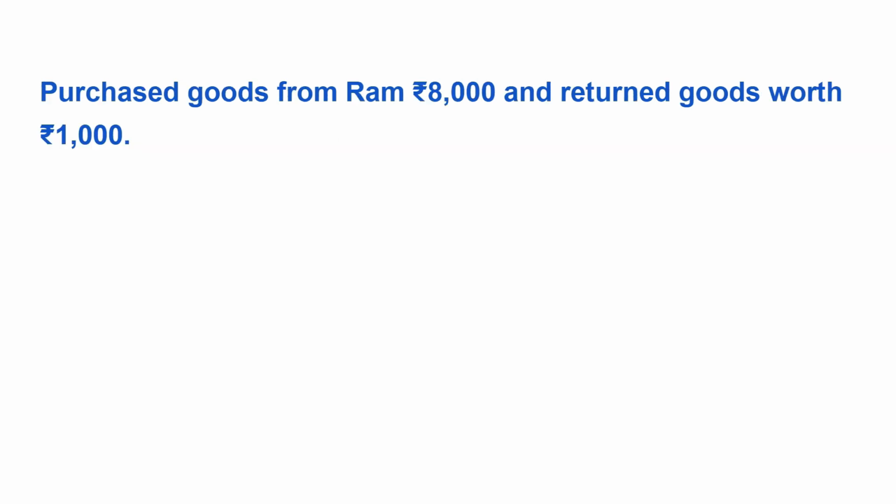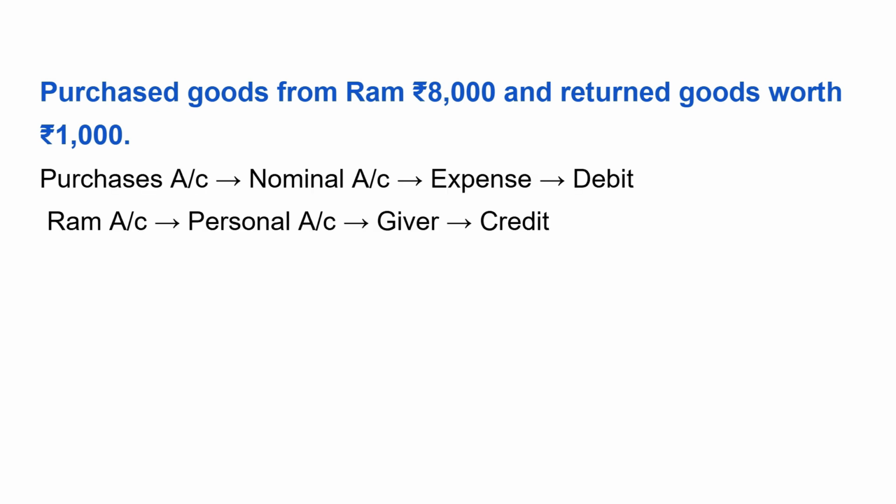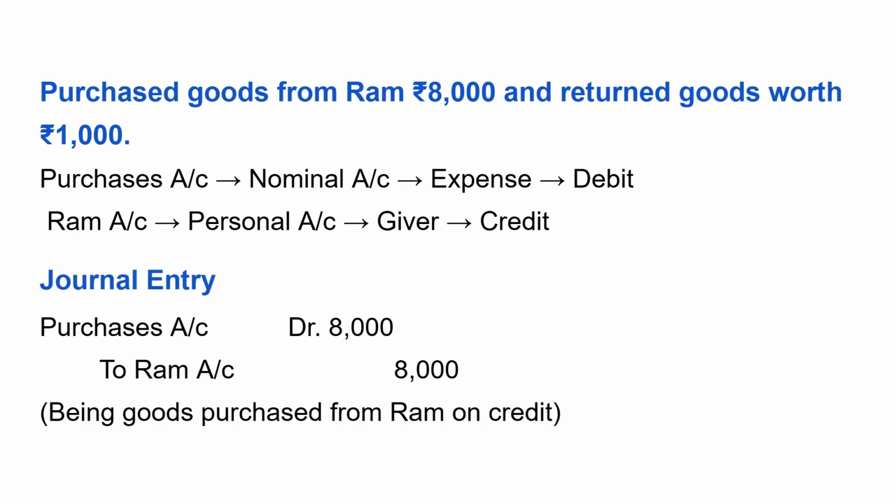Next, purchased goods from Ram 8000 rupees and returned goods worth 1000 rupees. Here the two accounts affected are purchase account and Ram account. Purchase account is a nominal account and purchase is an expense, so it is debited. And Ram account is a personal account and Ram is the giver of goods, so it is credited. And the journal entry is purchase account debit 8000 rupees to Ram account 8000 rupees, and the narration is being goods purchased from Ram on credit. Purchases are expenses, so debit purchases. And Ram supplied goods, so he is the giver, hence it is credited.